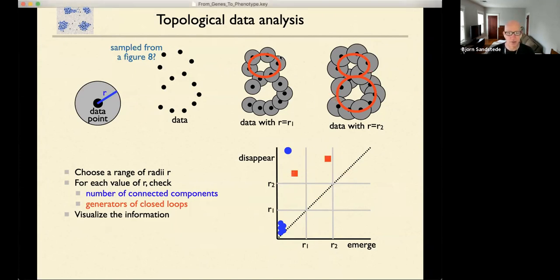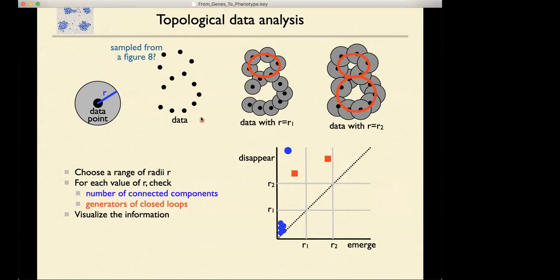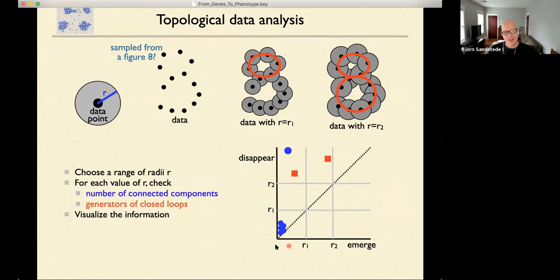Can I ask you a question here? Yes, of course. What are the two axes? I don't understand the X and Y axis. Okay, right. So both axes are R. What I'm looking for is a certain radius: the X-axis tells me when a certain feature emerges, and the Y-axis when it disappears.